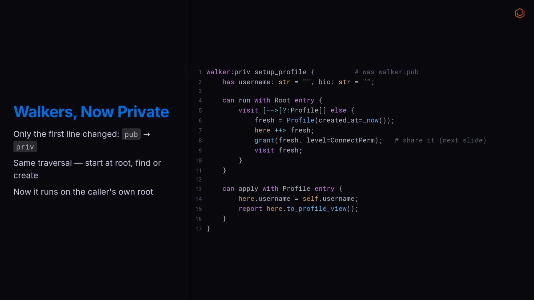Here's setup profile from the deliverable. The only difference from last episode is the first line. Walker priv instead of walker pub. The traversal is identical. Start at root, find or create the profile, fill it in. Now it just runs on the caller's own root.